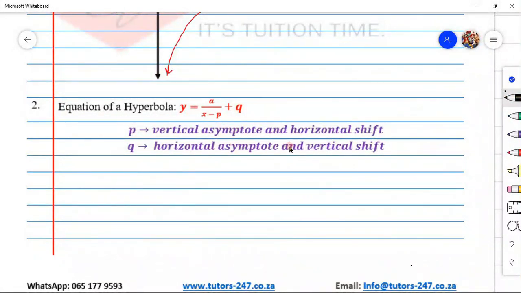Now let's discuss our horizontal and vertical shifts. P is our vertical asymptote, and it's also our horizontal shift. A horizontal shift is just to move either left or right. A vertical shift can be to move up or down. So basically, our p-value is our vertical asymptote and our horizontal shift. A q-value is your horizontal asymptote and your vertical shift.